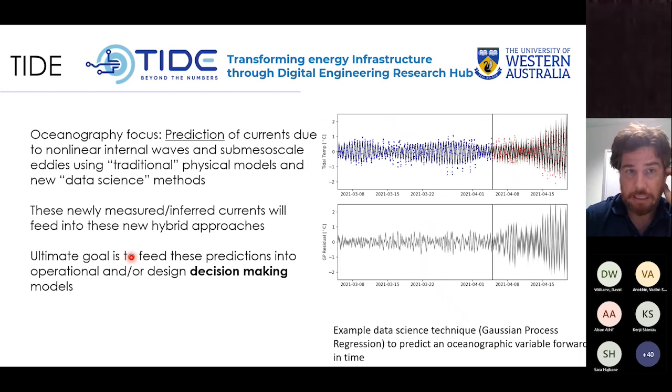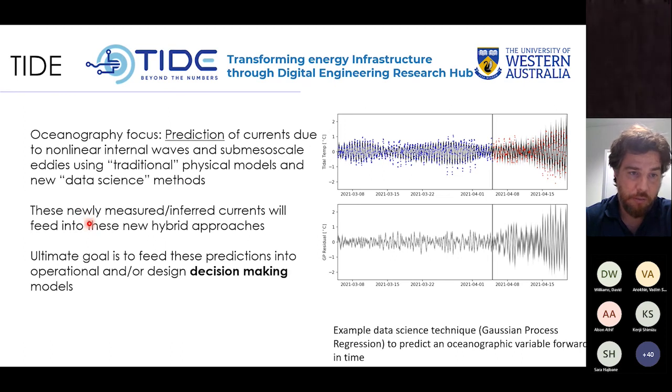And lastly, all this ties into the TIDE, the Transforming Energy Infrastructure through Digital Engineering Research Hub. I'm sure you've heard a lot about this, but the oceanography focus of TIDE is around prediction, in particular prediction of the surface currents due to these smaller scale processes, so nonlinear internal waves and submesoscale eddies. The approach is to combine these physical models, which I've been talking about, and some new data science techniques, which I won't go into at all today.